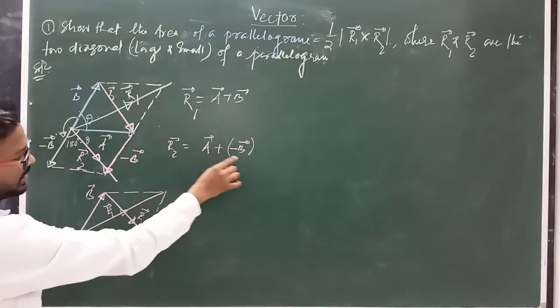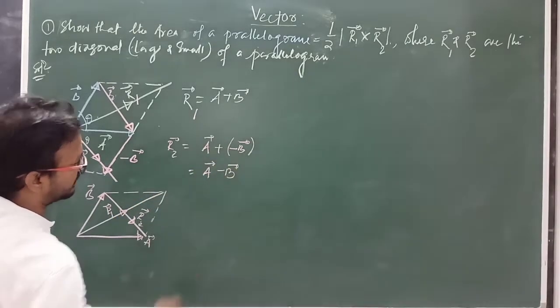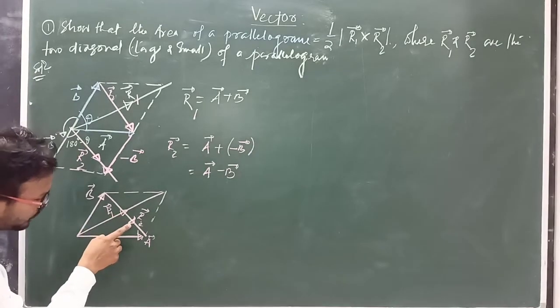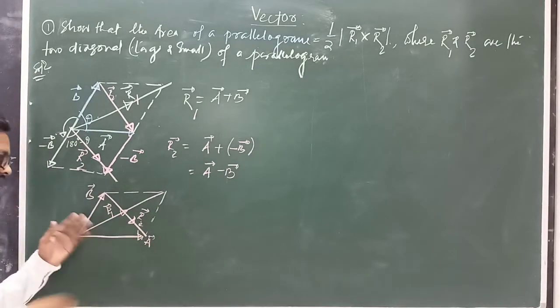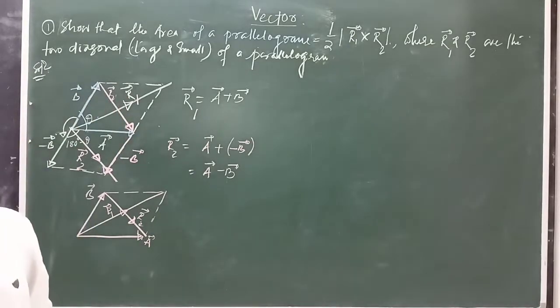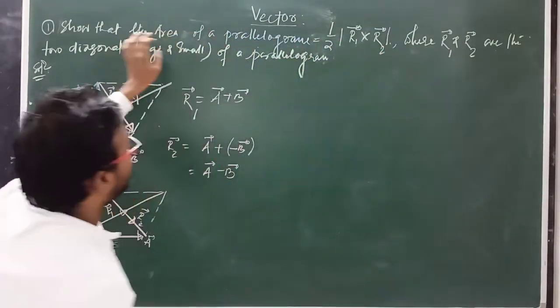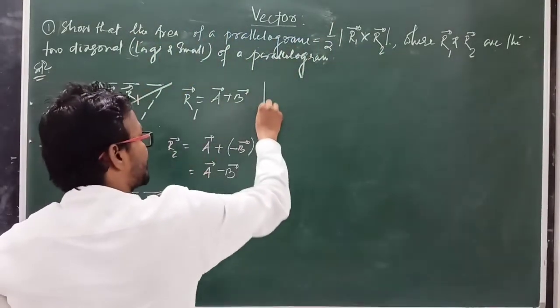And its magnitude is a vector minus b vector. So these r1 and r2 are two diagonals, a large diagonal and a small diagonal, of a parallelogram. Clear? But we have to show here that half of the magnitude of r1 cross r2 will be the area of the parallelogram.